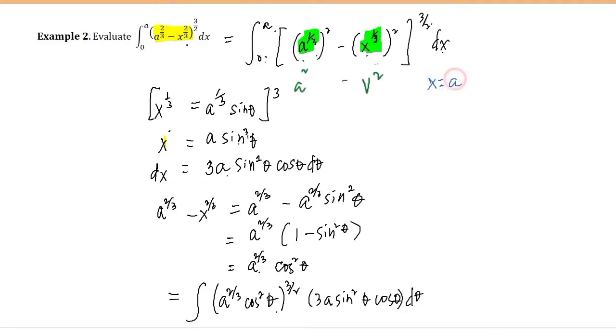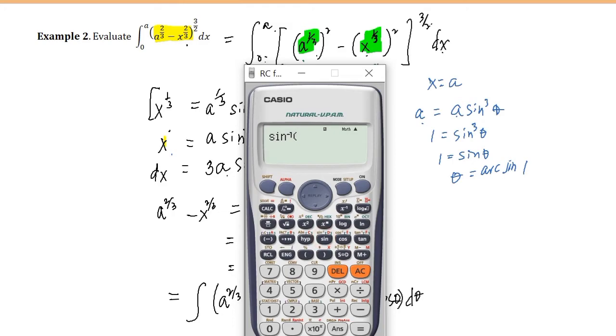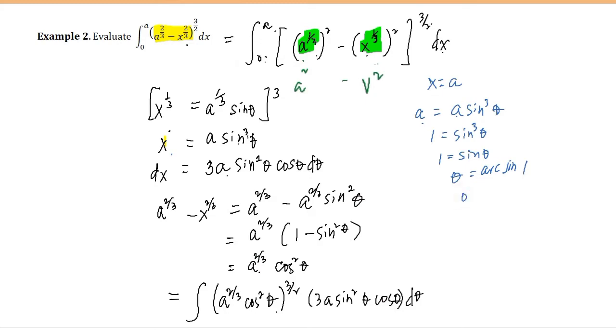If x is equal to a for the upper limit, so substitute natin dito sa equation na to. So a is equal to a sine cube of theta. So we have here a divided by a is 1 is equal to sine cube of theta. Take the cube root both sides, and we have here 1 is equal to sine of theta. So meaning theta is equal to arc sine of 1. Arc sine of 1 is equal to pi over 2. So meaning theta is equal to pi over 2. And that would be the upper limit kapalit ng a.